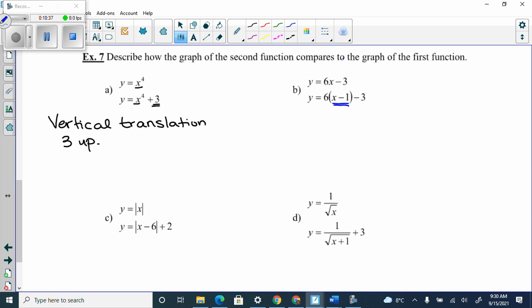So if you're someone who's like, yeah, I would so write all of them, leave yourself a star note. Maybe highlight it. Be like, don't. Only write what's changed. So this would be a horizontal translation, one right.